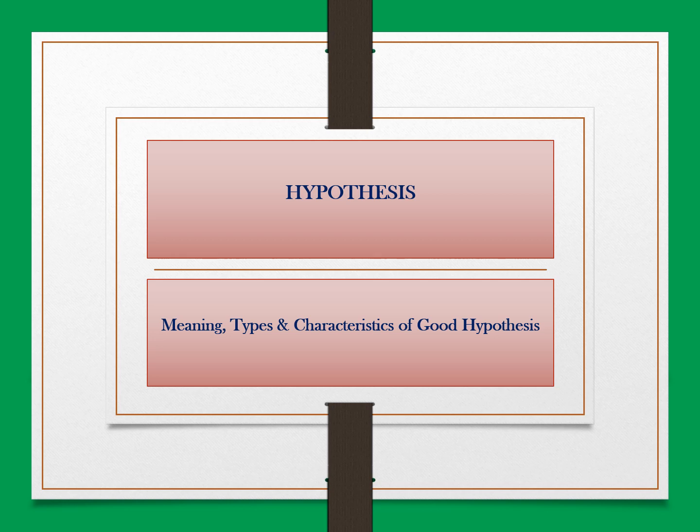I want us to address an issue in research called hypothesis. The discussion will focus on three principal areas, namely the meaning of hypothesis, the types of hypothesis, and the characteristics of good hypothesis.